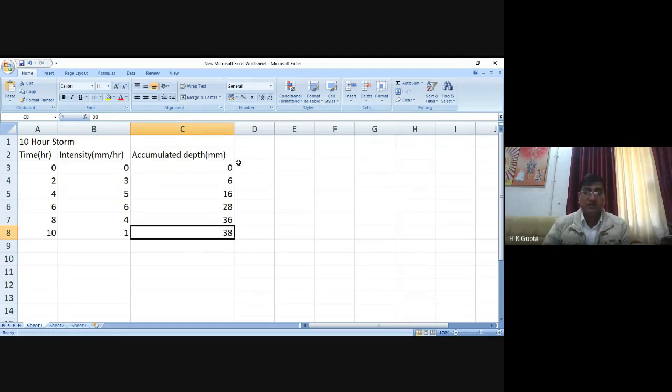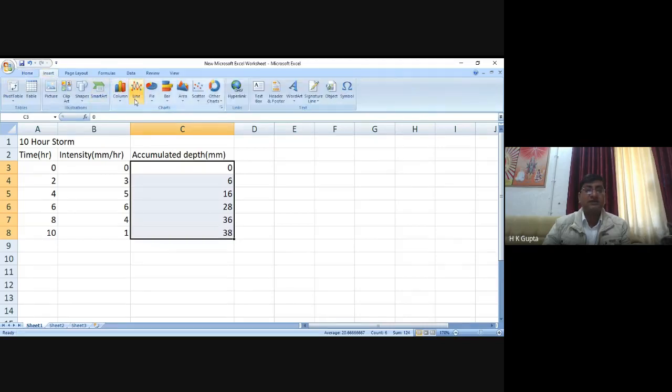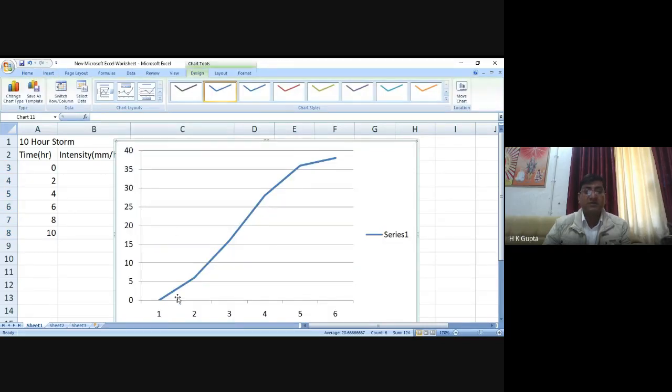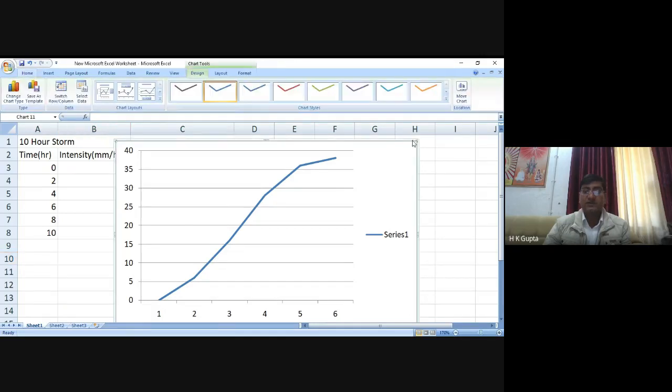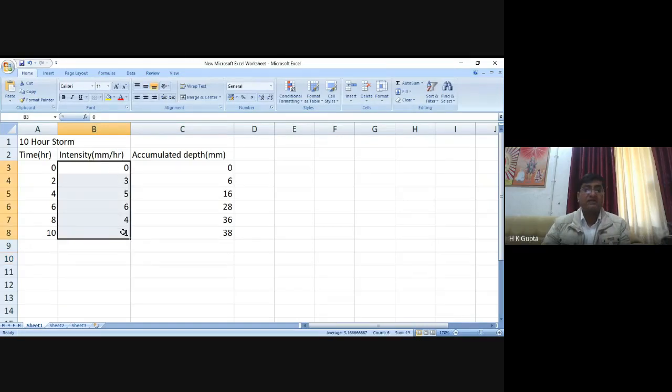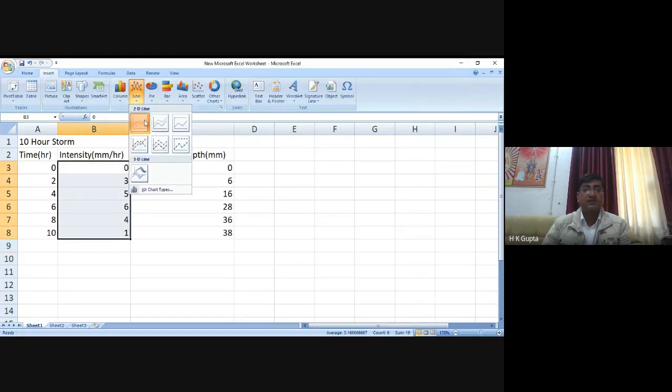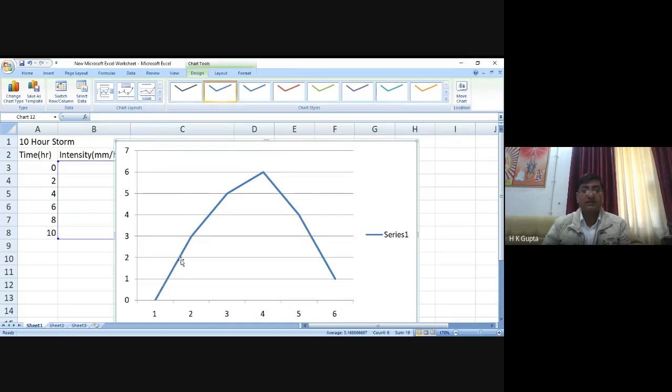Okay, if you plot this thing, this will be always rising: 0, 6, 16, 28, 36, 38, if I draw this thing. So you will have this type of mass curve. This is basically called the mass curve. Why it is fluctuating? I don't know. If you are plotting the intensity, initially this was the thing, it was maximum somewhere in the middle, and then it was falling down.